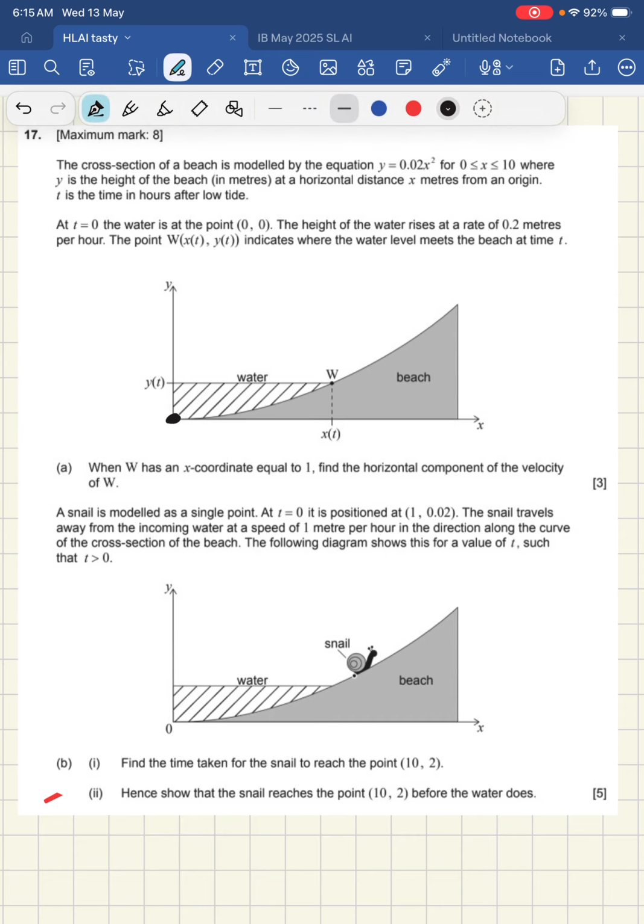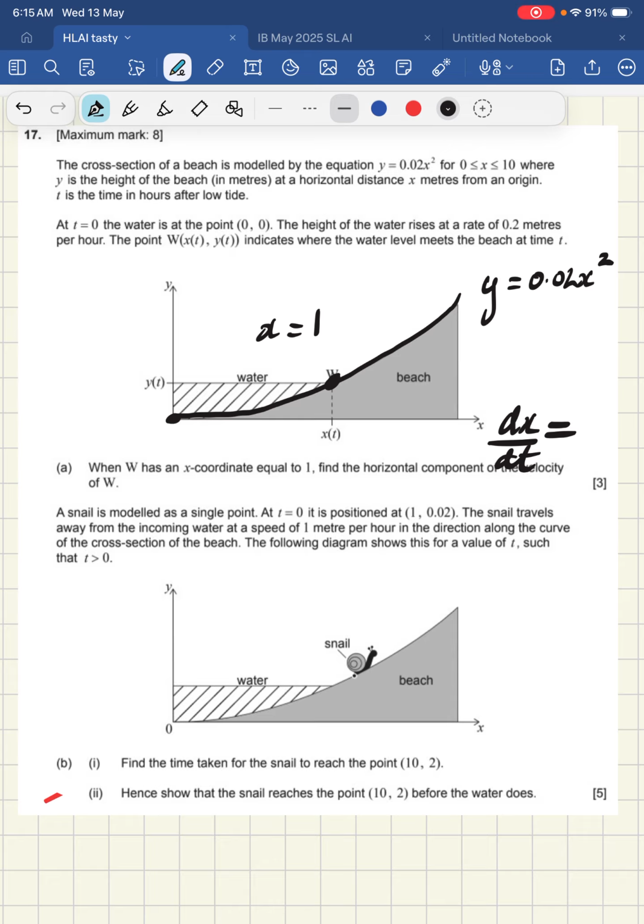It describes the profile of a beach, which is this profile. It tells you that the equation of this is y equals 0.02x squared, and it talks about y and x and heights of water. Okay, so let's go into C and zoom into this w. The x coordinate here is 1, and it wants the horizontal component of the velocity of w. So horizontal component sounds like dx by dt, right?